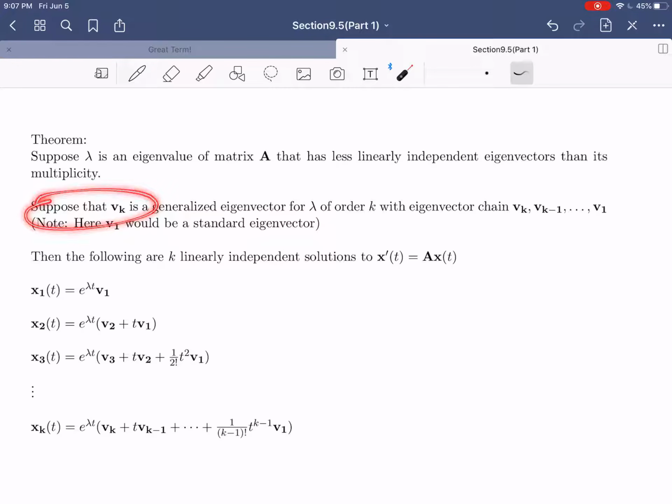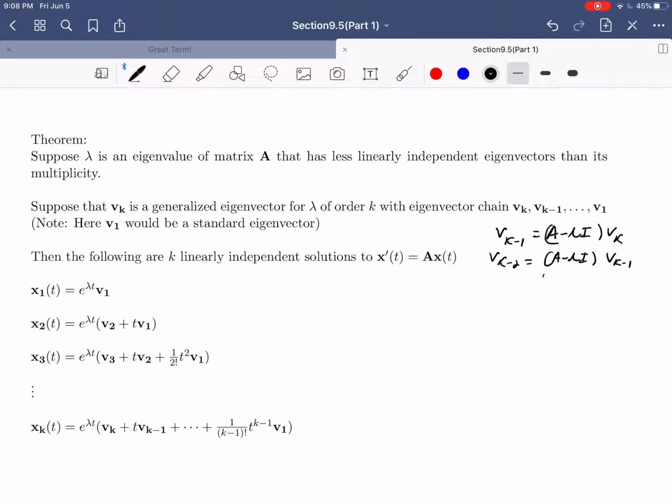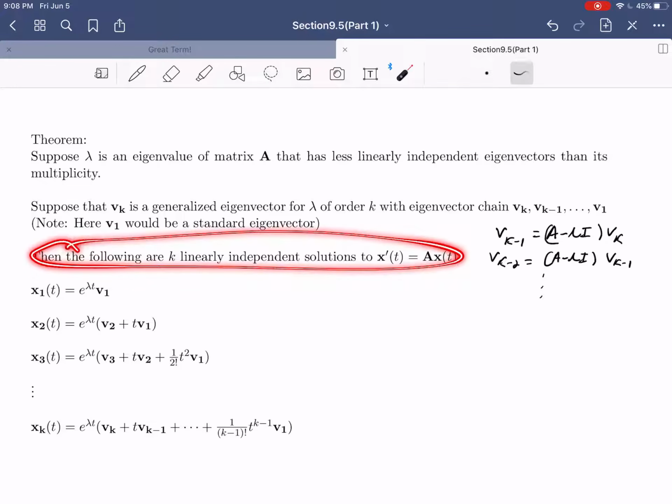Okay, now we're going to suppose that v_k is a generalized eigenvector for lambda of order k. And we're going to assume that it has this eigenvector chain, v_{k-1}, all the way down to v_1, which would be a standard eigenvector. Now, how would we determine this chain? Well, if we know v_k, then v_{k-1} would be (A minus lambda I) times v_k. To get the next one, v_{k-2}, we would do (A minus lambda I) times v_{k-1}, and so on. And again, that's why we reference it as an eigenvector chain, or sometimes you'll hear it as a cycle. But basically, if we can find the highest order one, then successive multiplications by A minus lambda I will give us the full chain, and each of these will be of one order less than the one before.